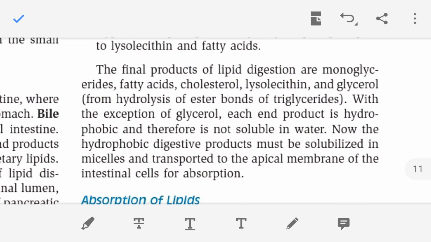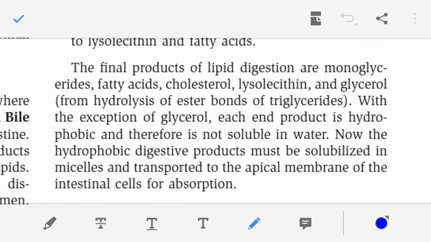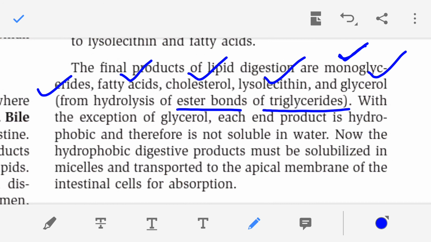Now, as we have learned the entire mechanism or the entire process of fat digestion, the products of lipid digestion are monoglyceride. Monoglycerides are formed after fat digestion. Fatty acids are formed, cholesterol is there, lysolecithin, glycerol is also there. And the glycerol, we have studied that it is formed by breaking the ester bond of triglyceride and by releasing the fatty acid.